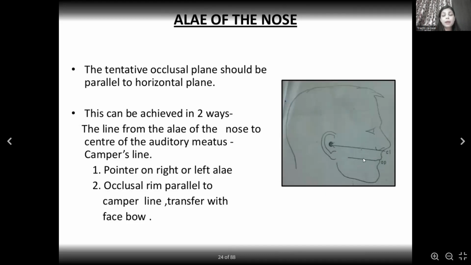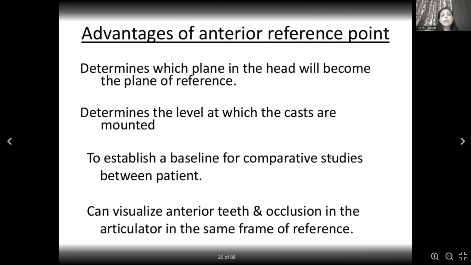An occlusal rim is marked parallel with the camper's plane. And what are the advantages of the anterior reference point? First, it acts as a plane which will become the plane of reference to articulate the cast. It determines the level at which the casts are mounted.